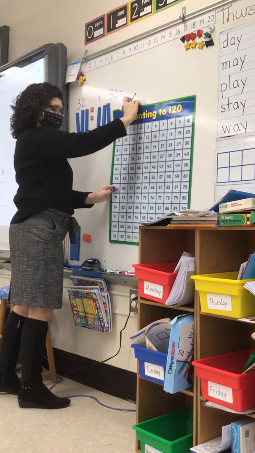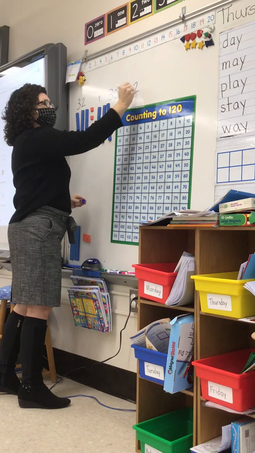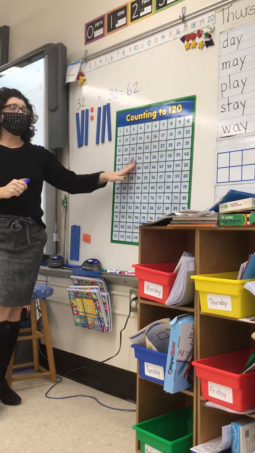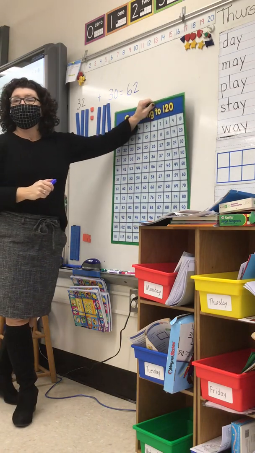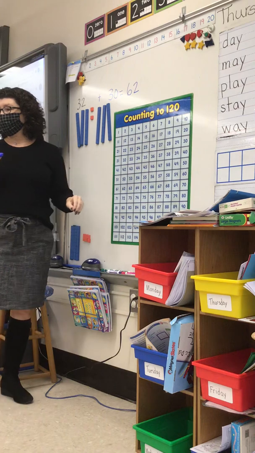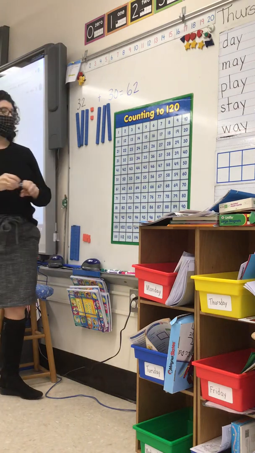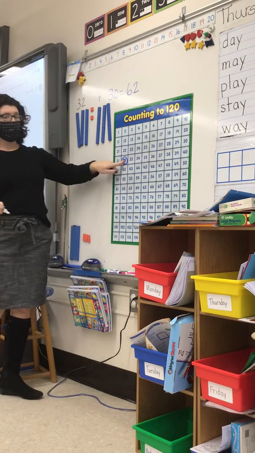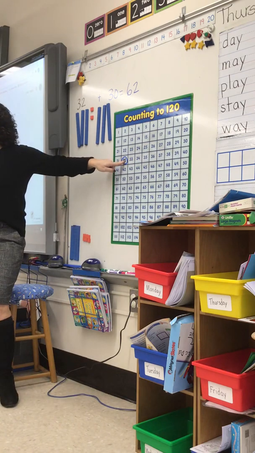62. Good. Luca, do you need to go back and do it again? Then let's do it nicely the first time. Now, let's try it on our 100 chart. So everybody look at your 100 chart and find 32. Put your finger on it on your 100 chart.